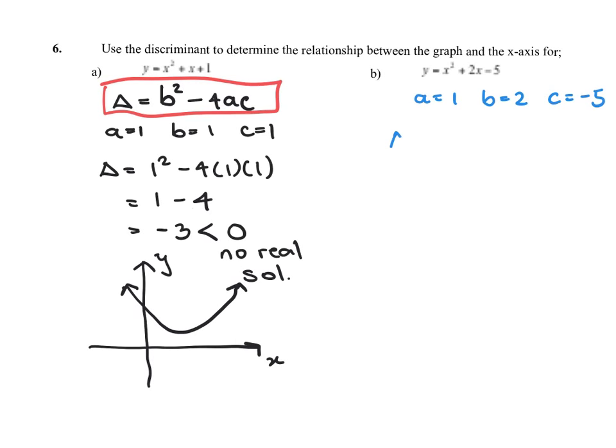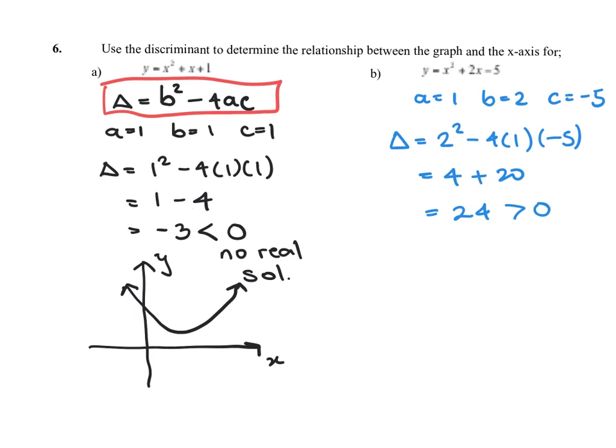So the discriminant is equal to, what is b? 2 to the power of 2, take away 4 times 1, and then times negative 5. So this is going to give us a positive number, 4 times 1 times negative 5, 20. It's 24, which is bigger than 0.